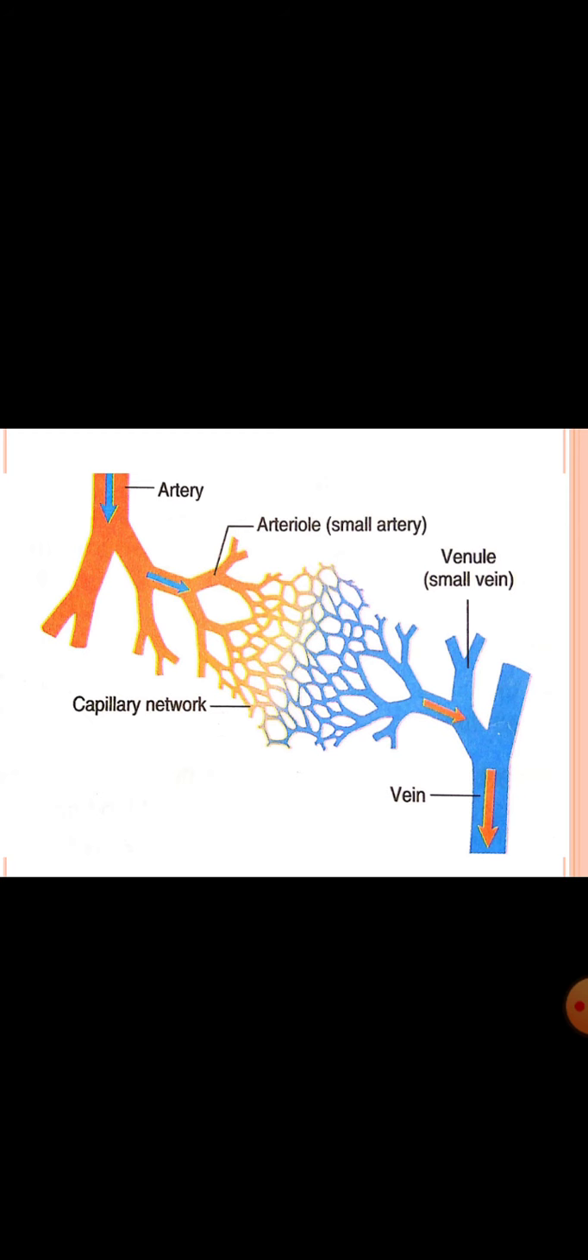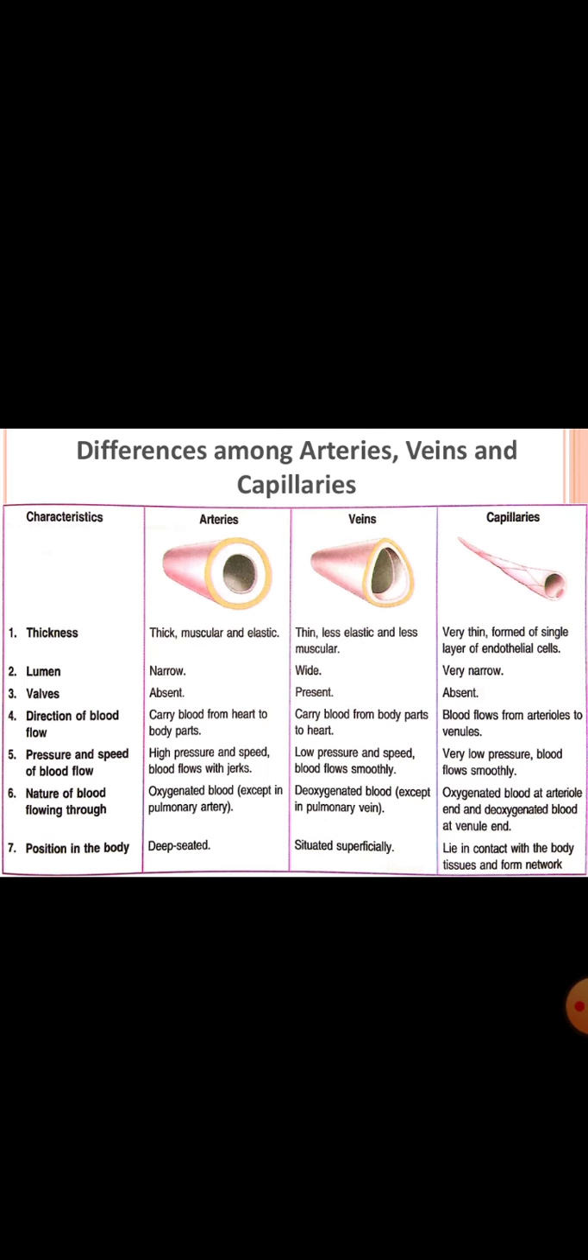Here is the interrelationship of different blood vessels shown in the diagram. The red vessel represents the artery and the blue one represents the vein. And the mixture of artery and vein is known as the capillary network. Clear? The next is what is the difference between arteries, veins and capillaries?